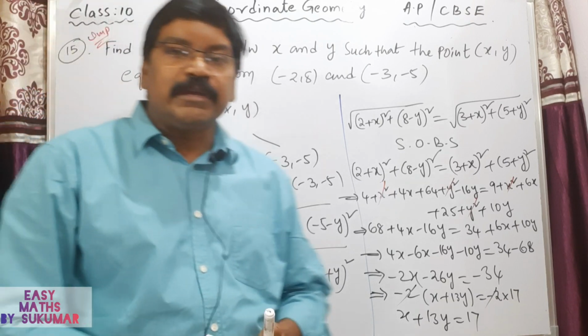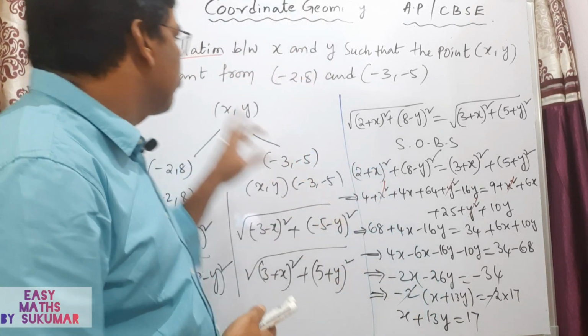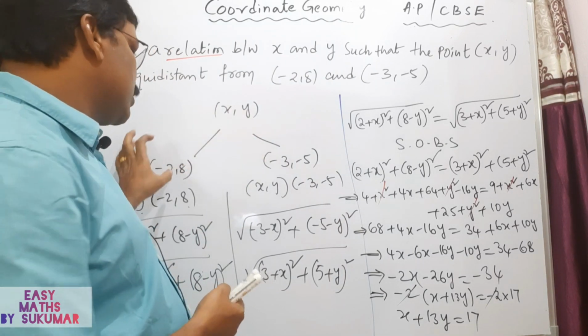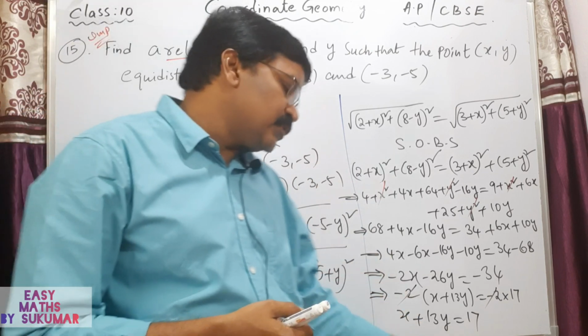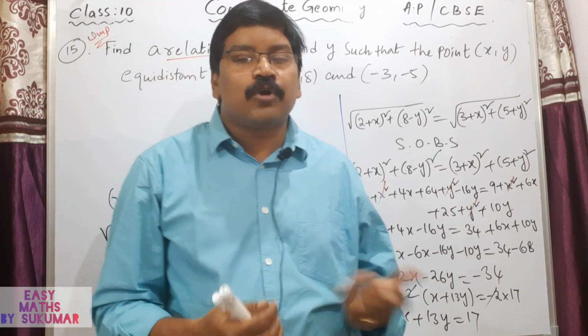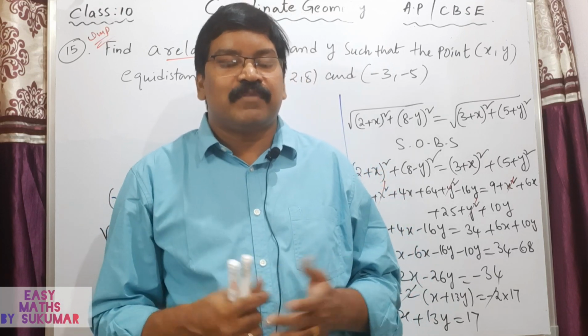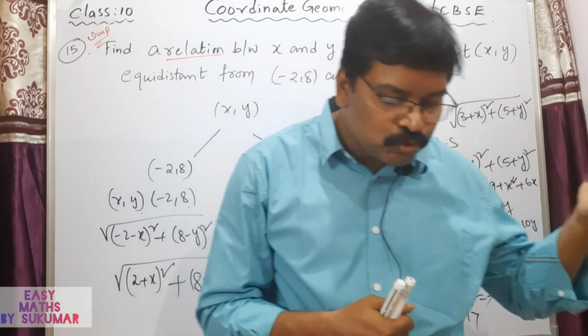So my dear students, this is the relation between x and y. This (x, y) is equidistant from (-2, 8) and (-3, -5). Then the relation is x plus 13y is equal to 17. I hope you understand all these first exercise questions from first question to 15th question.